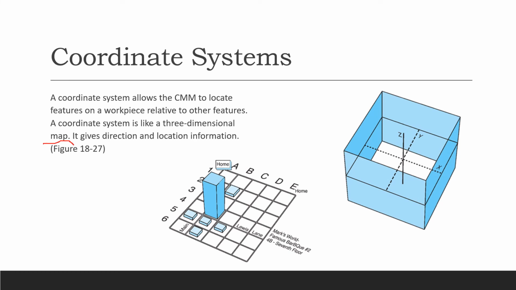So here I'm just going to underline this for you. We call that just an address. If you follow along that, you will be getting to the position that you target. So it gives the direction and then the location information. So here when you look at it, they're going to Mark's World. You have famous barbecue number 2, 4B, and then 7th floor. So that's just giving the direction to a location.